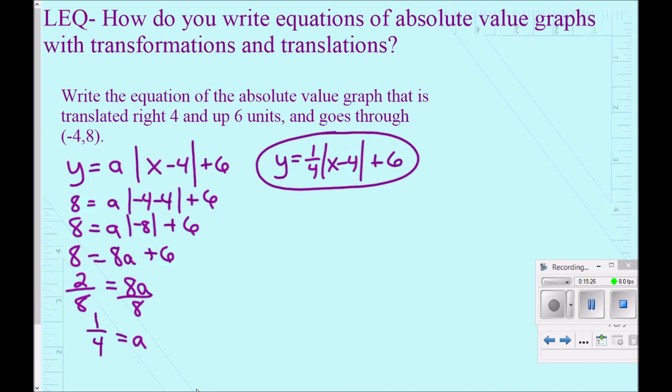So if we were to look at this graph, we didn't have a graph, but if we looked at it, we would see the absolute value V would be open wider, because when we vertically compress, we're pressing down, and the absolute value graph opens wider. Okay.